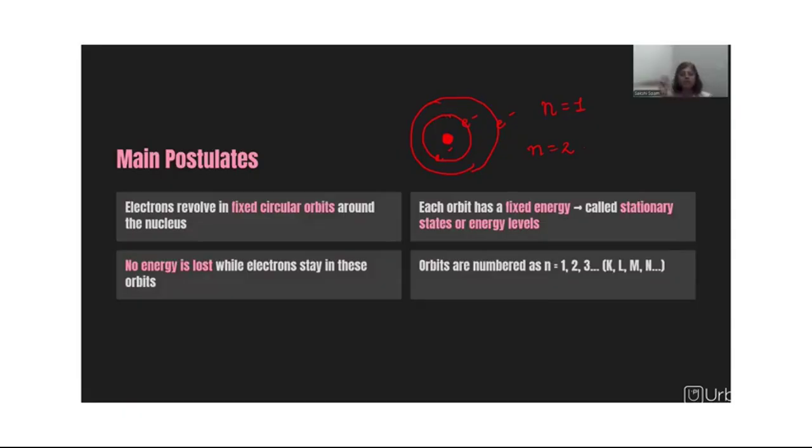Also, when electrons are revolving around these orbits, no energy is lost. Basically, these shells are the ones that have energy, and electrons do not have any energy. These orbits are termed as n. N is the principal quantum number that we are going to study in the next topic, quantum numbers. N is equal to 1, 2, 3. Basically, these are the orbits. As you must have studied in class 9, the first orbit we even call K, the second we call L, the third we call M.